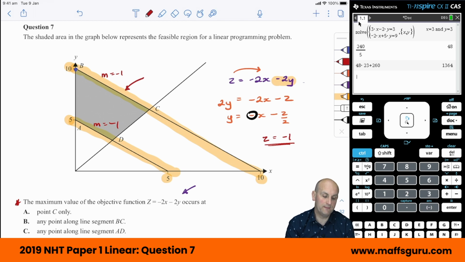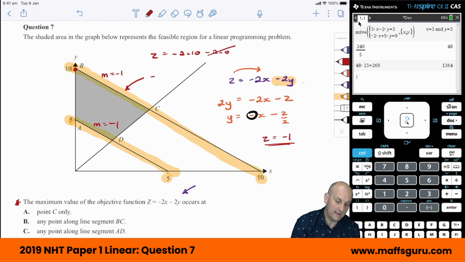Because if I look at the line BC, and any of those points along there, for example, if I take this point here of 10, 0, then I know that the value of my objective function along there is going to be minus 2 times 10, minus 2 times 0, because my y value is 0. That's gone. So the points along there are all going to be minus 20, and we can check that point there as well, because it will give me exactly the same thing, minus 20.